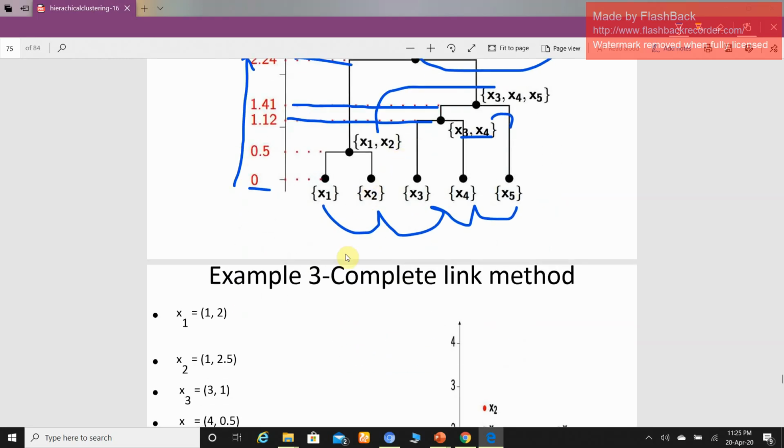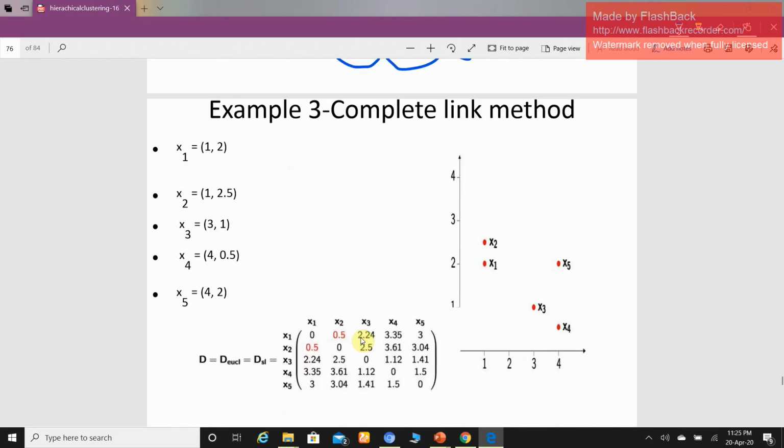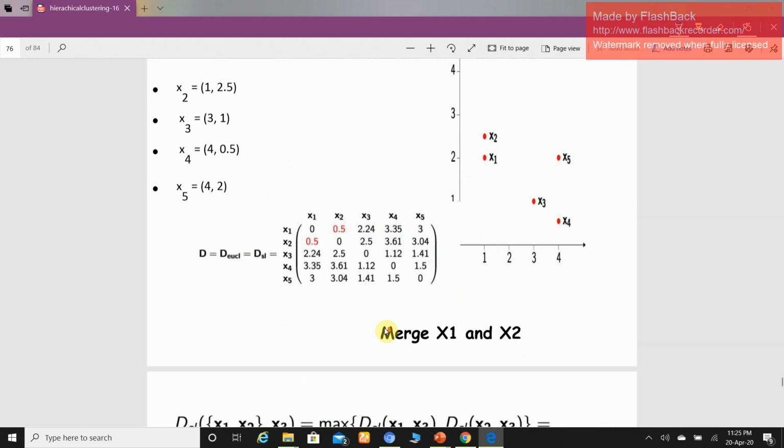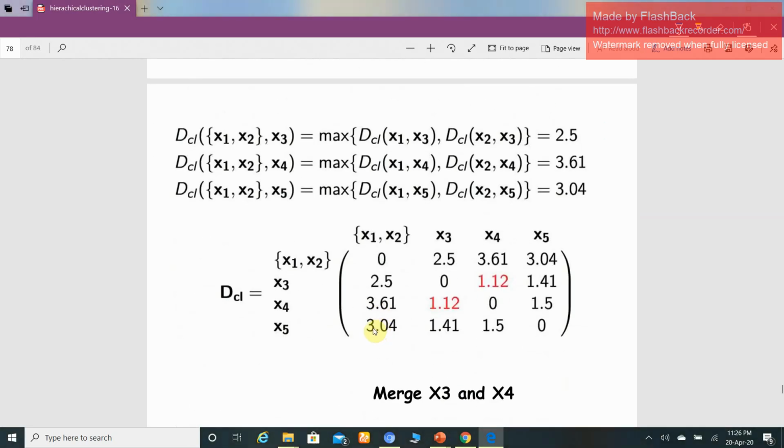So complete link is also another method. In this particular slide you have the problem. All of you observe the complete link method also. In complete link we are considering the maximum distances. Instead of minimum, we are considering the maximum distances.